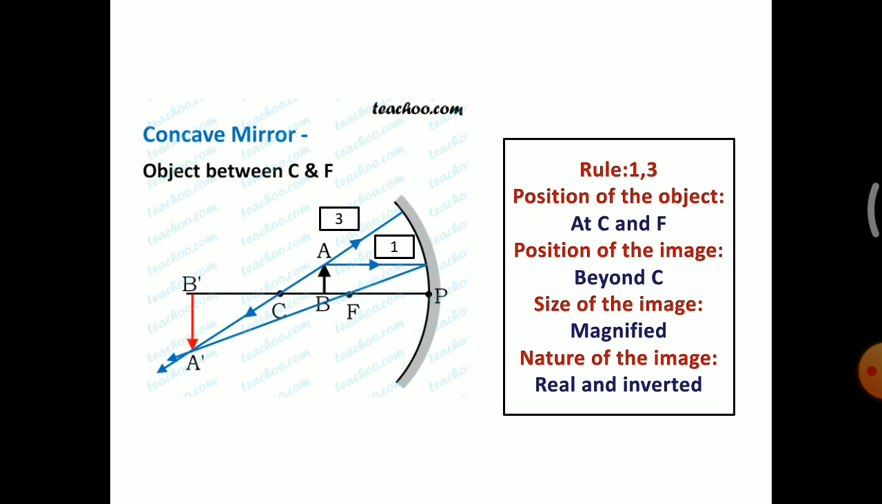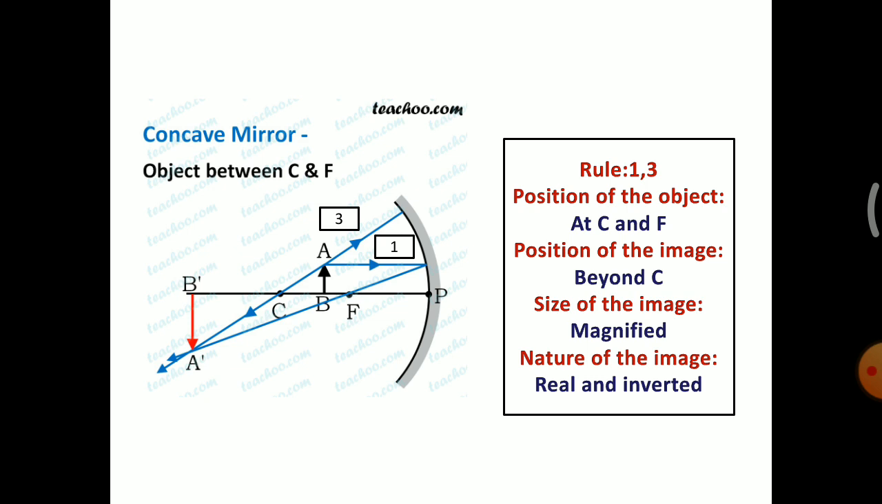Here the object is kept between C and F. AB is the object. I used rule number 1: a ray parallel to the principal axis, after reflection, will pass through the focus. Then I used rule number 3: a ray passing through the center of curvature, after reflection, will go back along the same path.